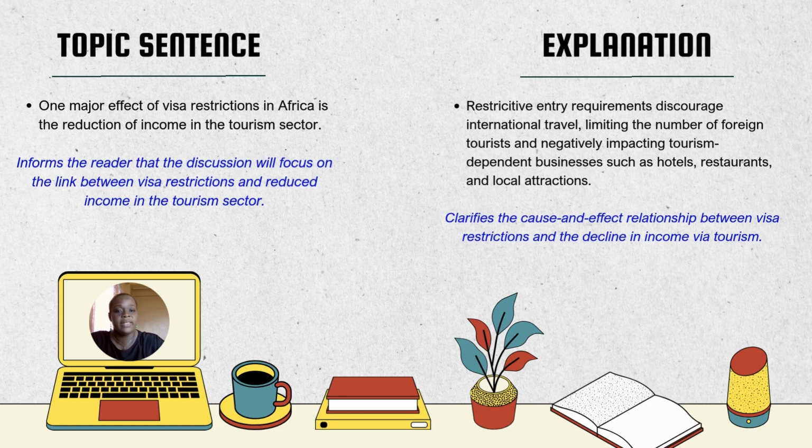Next, we go to the explanation. Restrictive entry requirements discourage international travel, limiting the number of foreign tourists and negatively impacting tourism dependent businesses such as hotels, restaurants, and local attractions. This explains why visa restrictions lead to reduced income by describing the link between strict entry rules and lower tourist numbers. As such, it clarifies the cause and effect relationship between visa restrictions and the decline in income via tourism.